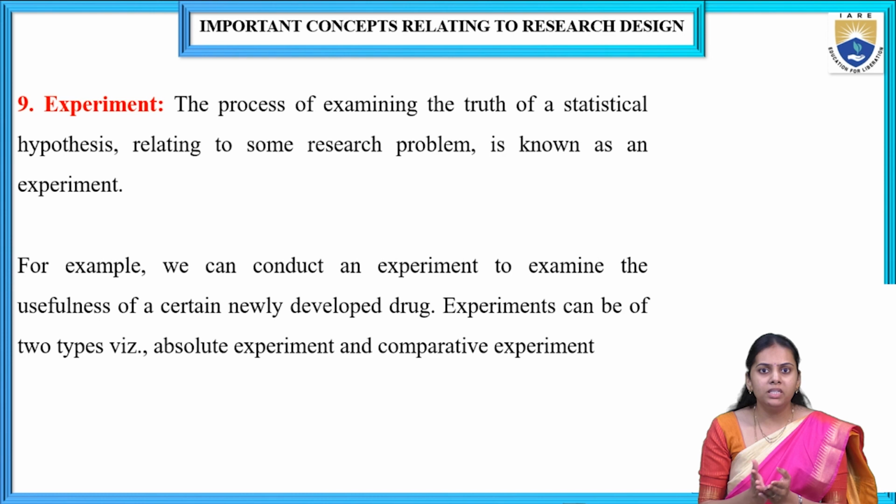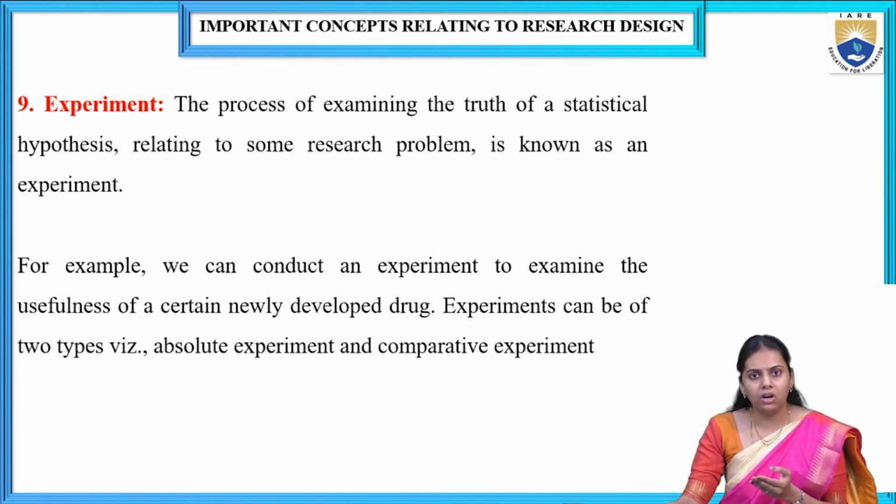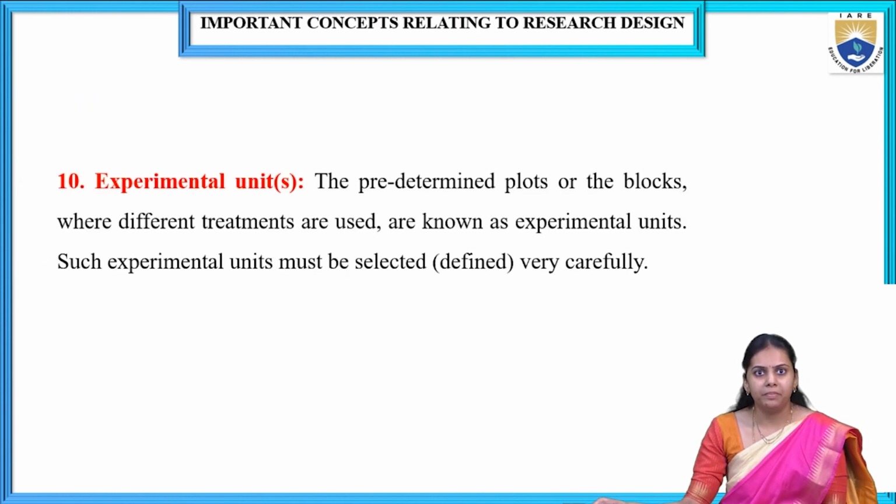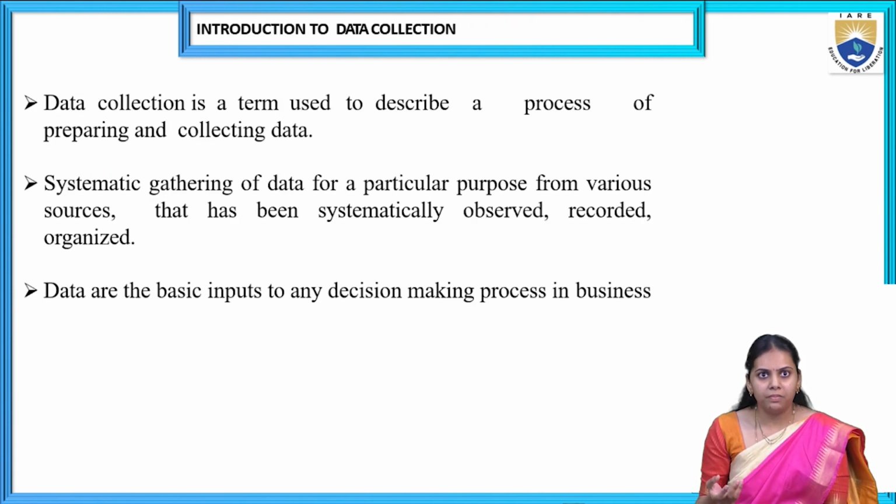Experiment is a word for the process of examining the truth of a statistical hypothesis relating to some research problem. For example, we can conduct an experiment to examine the usefulness of a newly developed drug. Then experiments can be of two types: absolute experiment or comparative experiment. And experimental units: the predetermined plots or blocks where the different treatments are used are known as experimental units. Such experimental units must be selected very carefully.